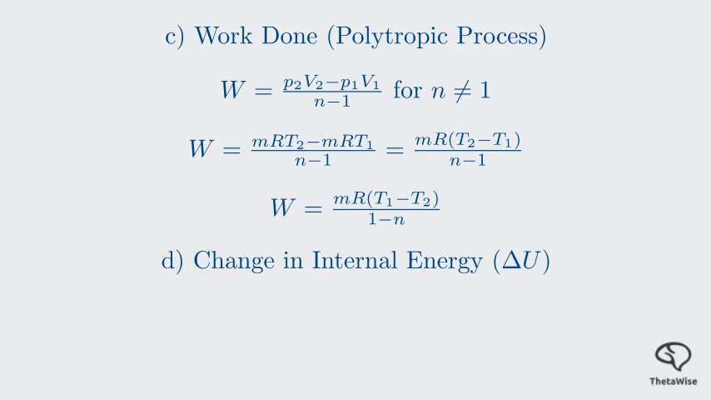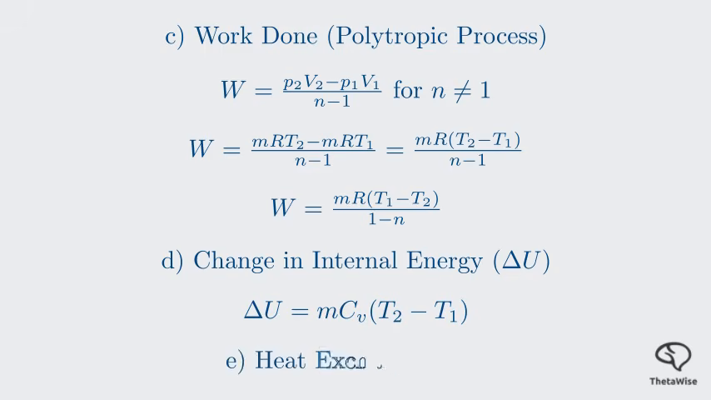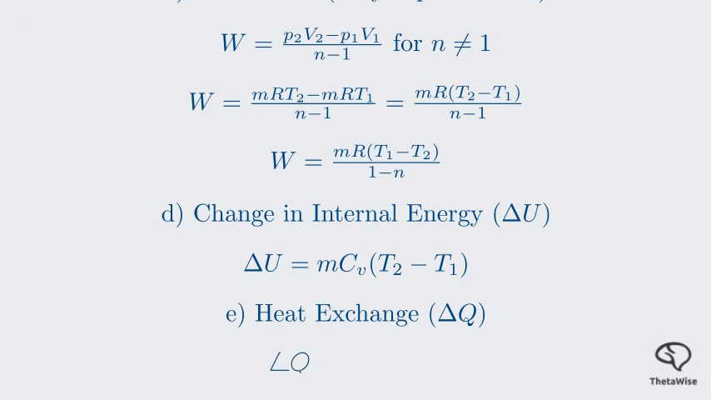The change in internal energy, delta U, for a polytropic process is the same as for the isochoric and isobaric processes, m Cv delta T. Again, this formula is universally applicable for ideal gases. Finally, to find the heat exchange, delta Q, we again use the first law of thermodynamics. Q equals W plus delta U.